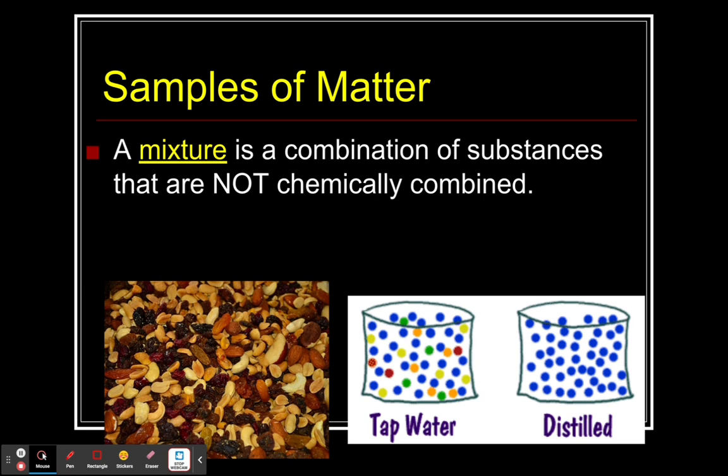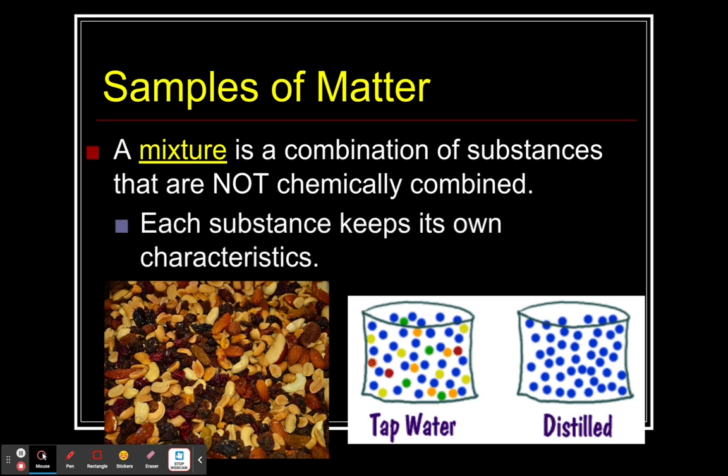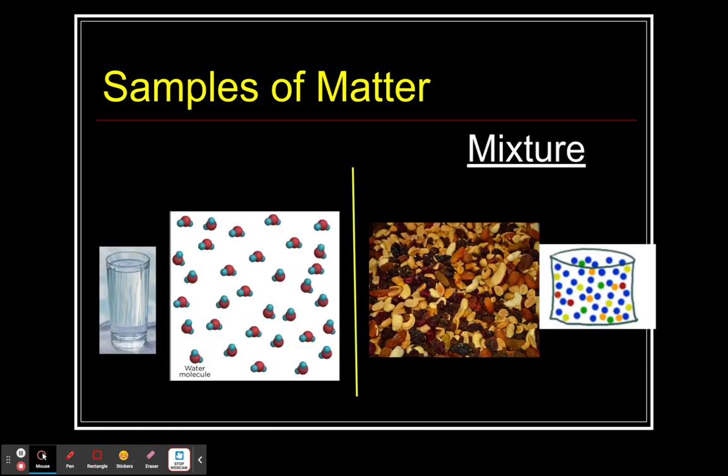But in this trail mix, you can see that there are different types of food in there. You can see the almonds, you can see the raisins, you can see the cashews. And so that is a mixture. Each substance in a mixture keeps its own characteristics.